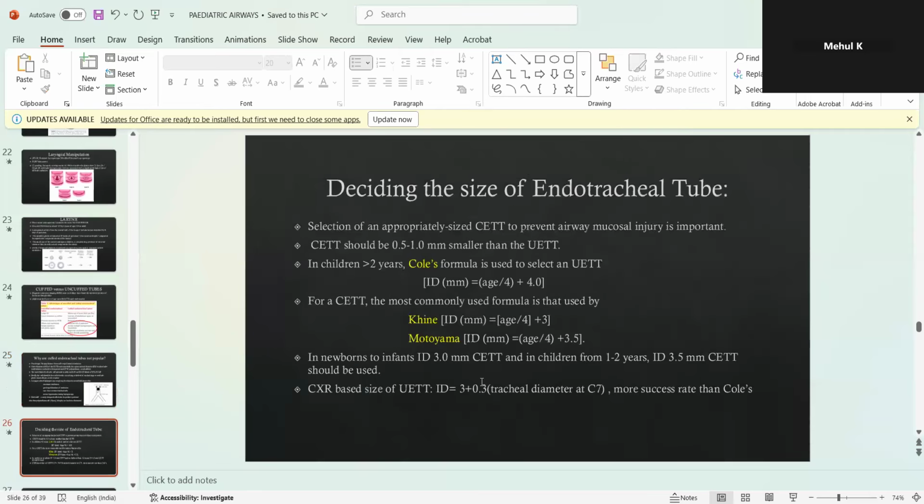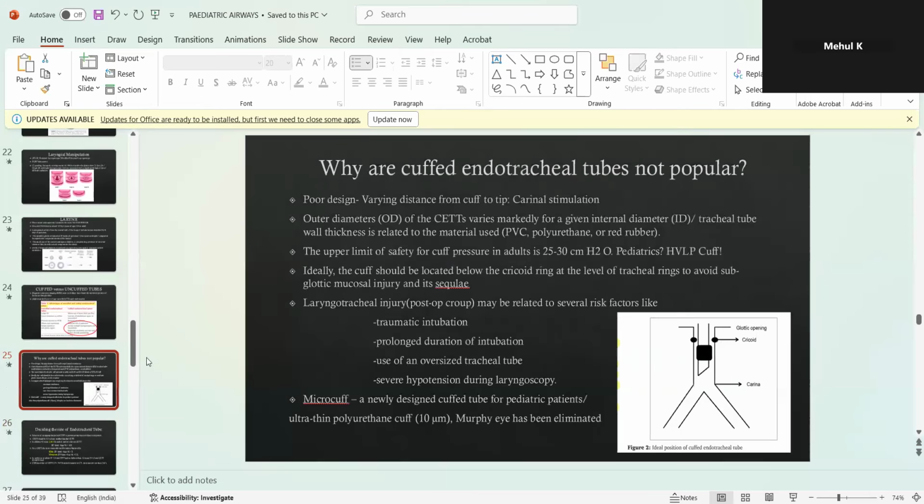Sorry if I'm derailing a little to anesthesia, but I'll try to keep it relevant. Lately, we have got microcuff tubes, which are specially designed cuffed tubes for pediatric patients, with an ultrathin polyurethane cuff with a thickness of less than around 10 micrometers, and the Murphy's eye has been eliminated. The concept behind eliminating the Murphy's eye is to ensure that the cuff is placed as distally as possible so that the tip to cuff distance is very small.